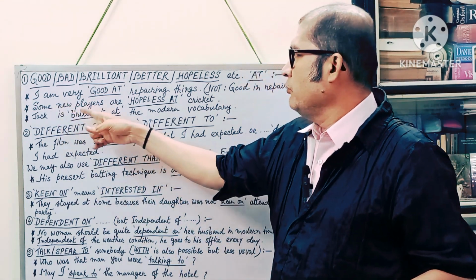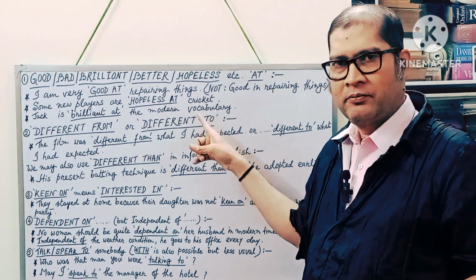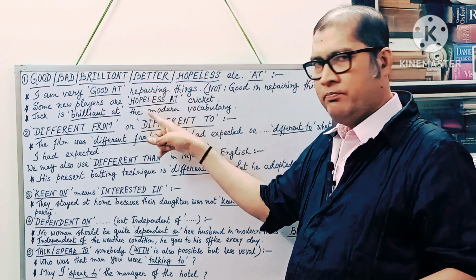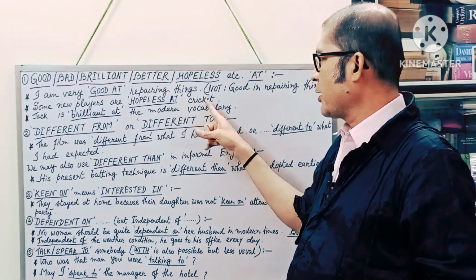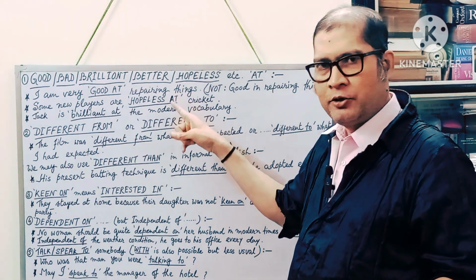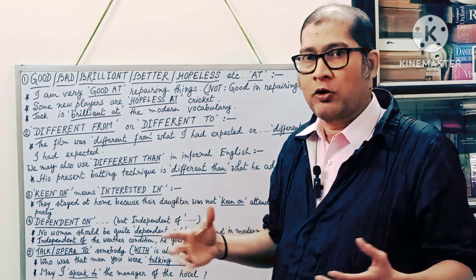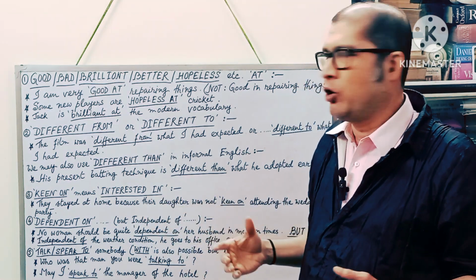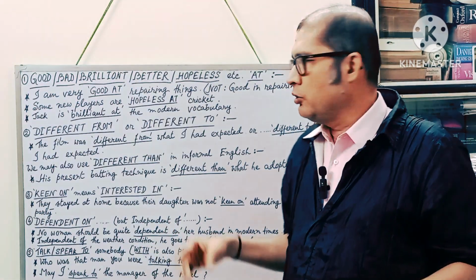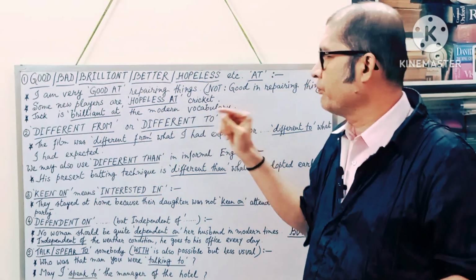Next, some new players are hopeless at cricket. Cricket is a noun. Hopeless is an adjective. Between hopeless and cricket, there is the preposition at. Do not say good in cricket or good in soccer or good in football. Wrong. Good at football or hopeless at cricket, hopeless at football. So hopeless is followed by at plus a noun.